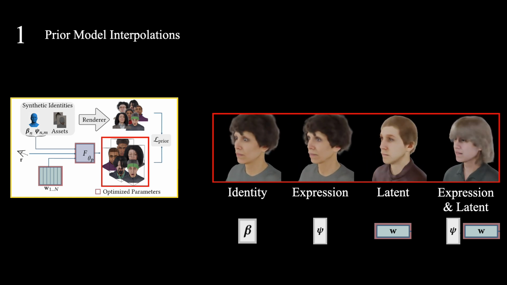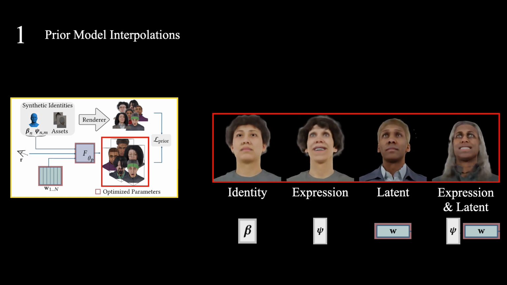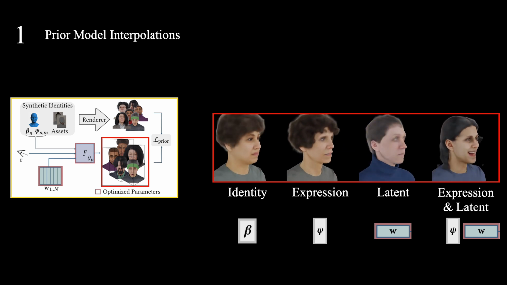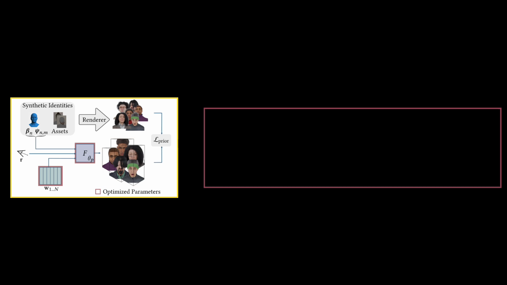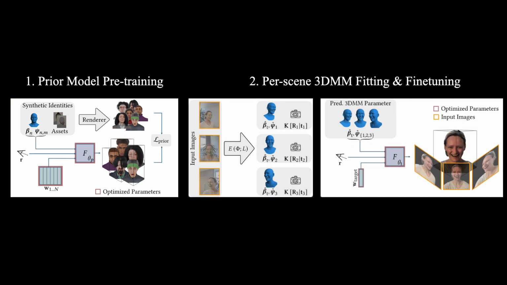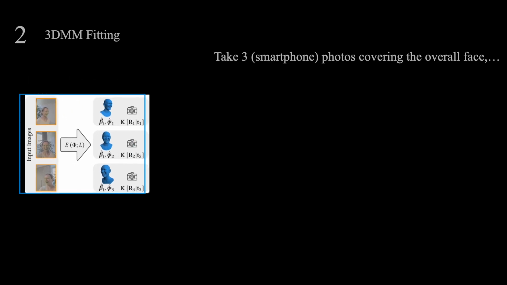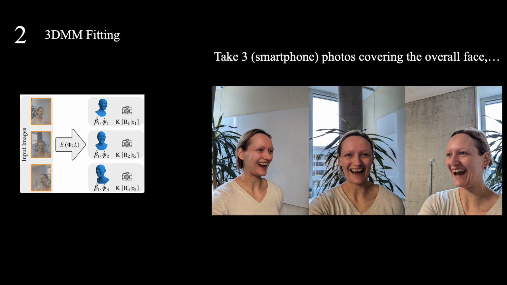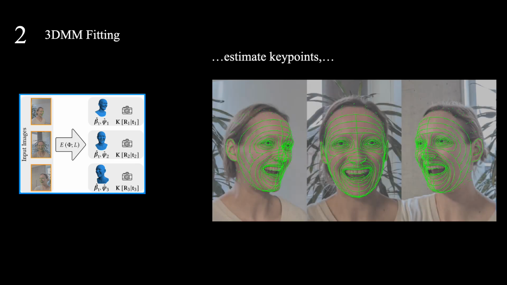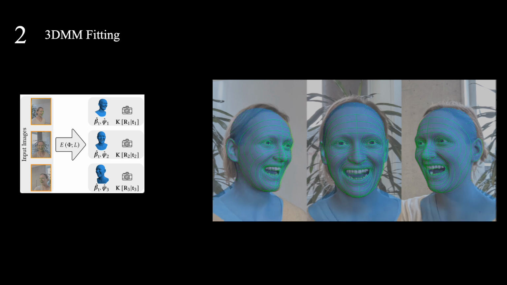So this model is already quite interesting to see what it has learned, but we want to use it to fine-tune it to sparse inputs and to get high-quality reconstructions of real subjects. And this step, again, contains 2 sub-steps. First, we need to obtain the parameters for the 3D morphable face model and for the cameras. So given 3 images, usually captured with a DSLR camera or a smartphone, we fit the 3D morphable face model by first estimating key points and minimizing this energy function.